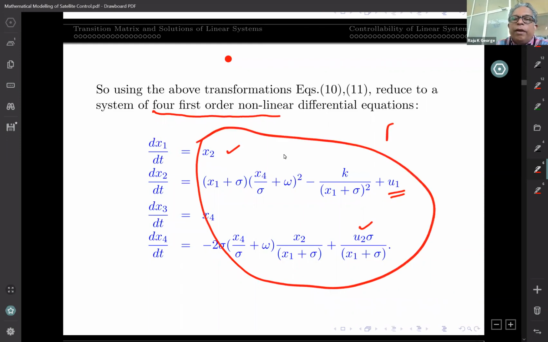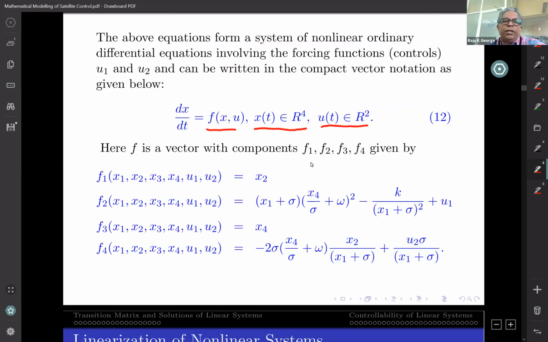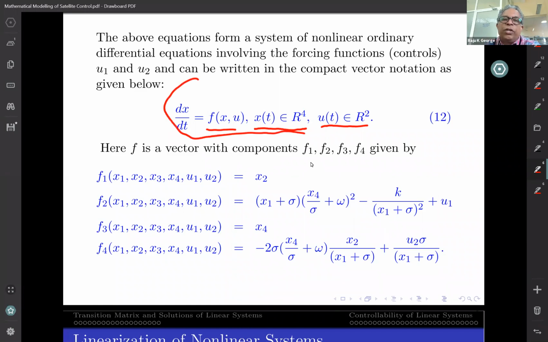This is my f. If I take this convention, then f has 4 components. f1 is a function of the state variables x1, x2, x3, x4 and controls u1 and u2, and it is x2. f2 similarly is given by this, f3 is x4, and f4 is given by this expression. Therefore, this is a compact form of a nonlinear differential equation in higher dimension, a vector differential equation.